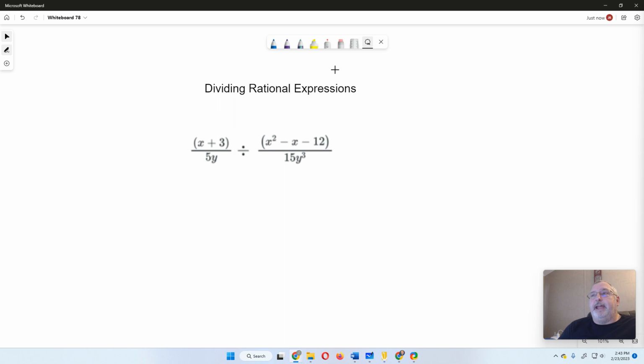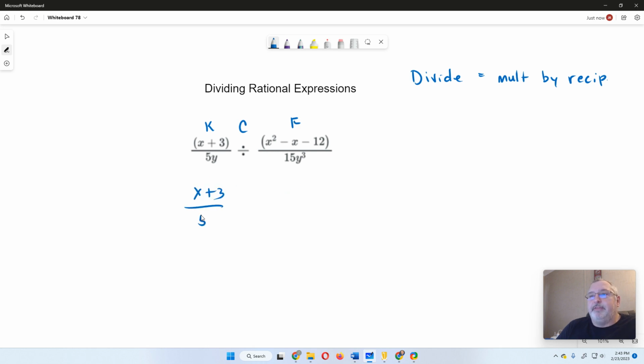So remember that dividing equals multiply by reciprocal. So that's the rule that we're going to use. That dividing is the same as multiplying by reciprocal. So the kind of thing to help you remember that is to keep, change, flip. So we're going to keep x plus 3 divided by 5y. We're going to change division to multiplication, and we're going to flip this fraction. So we get 15y cubed over x squared minus x minus 12.